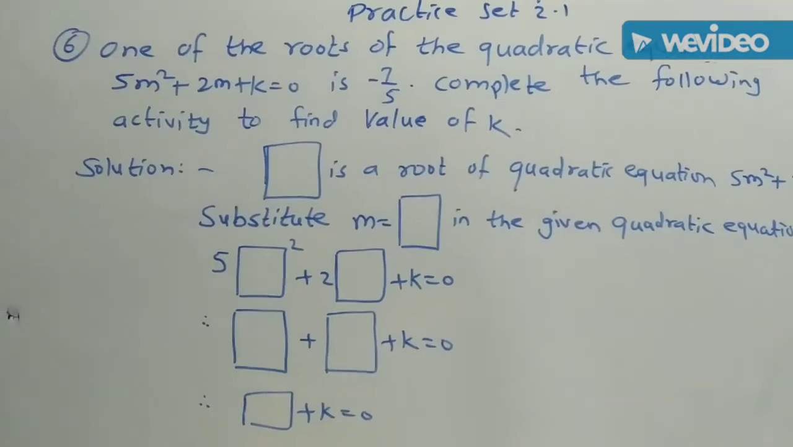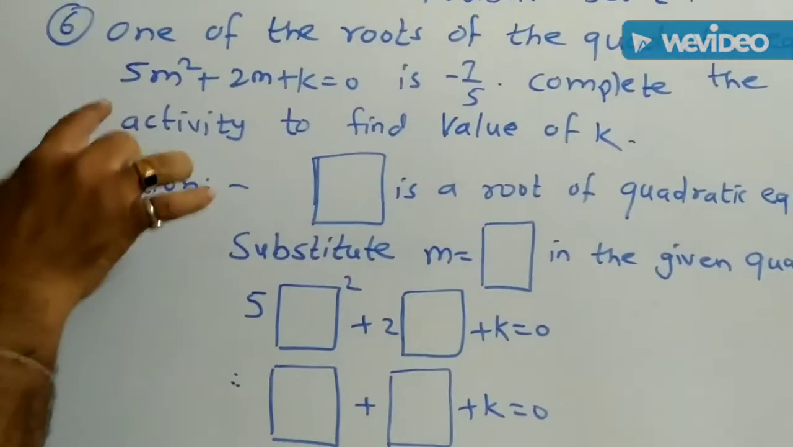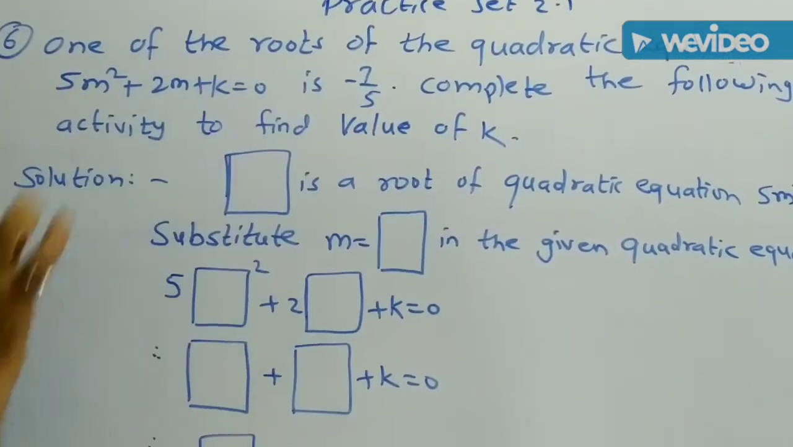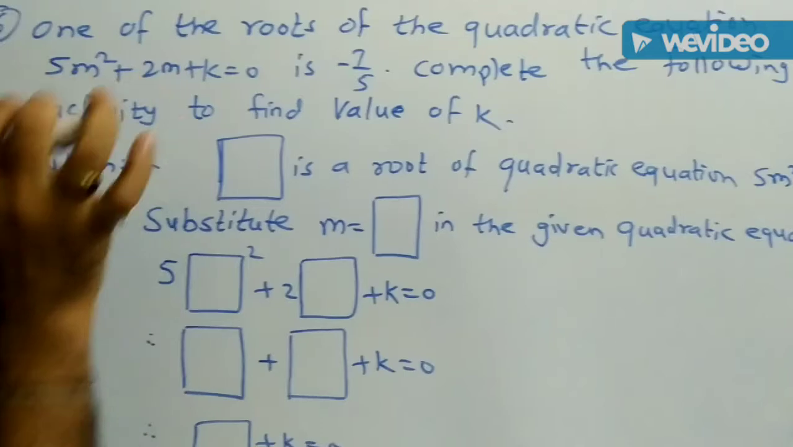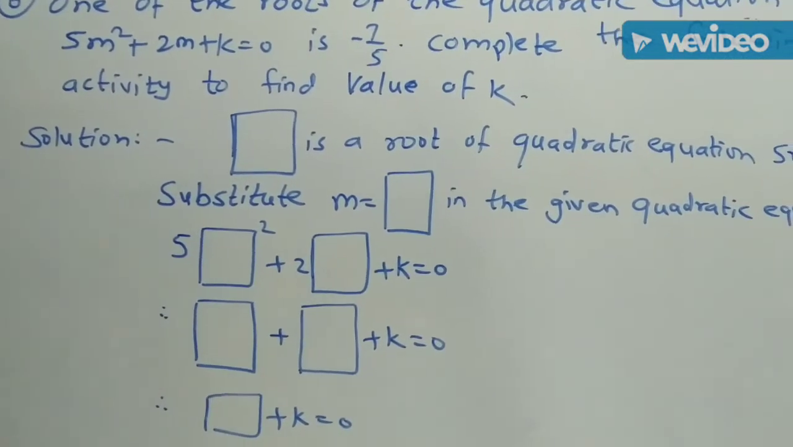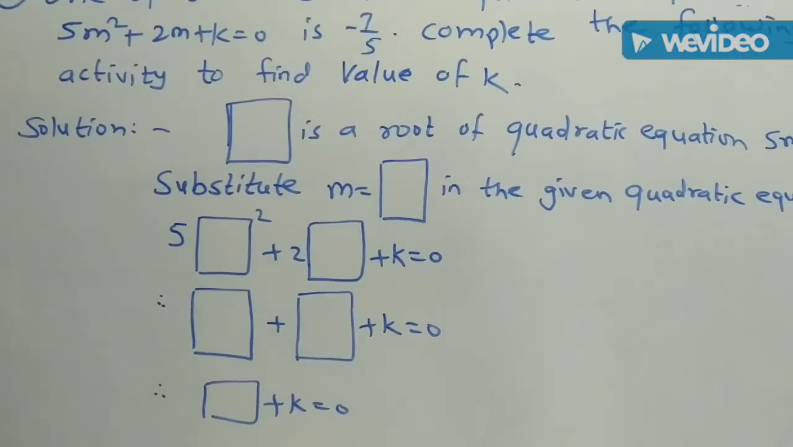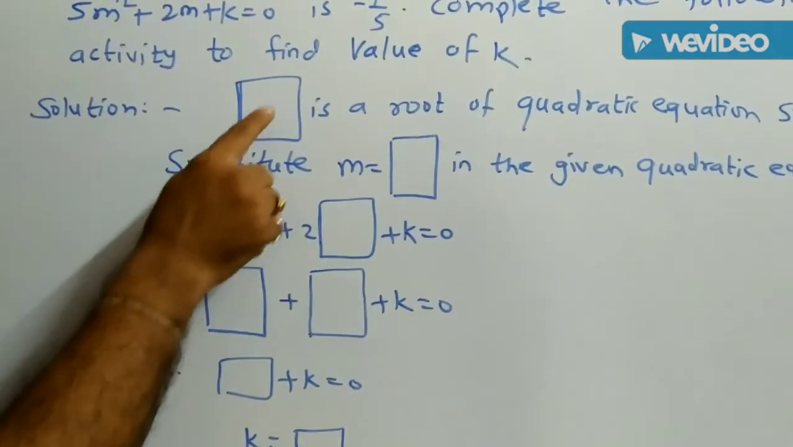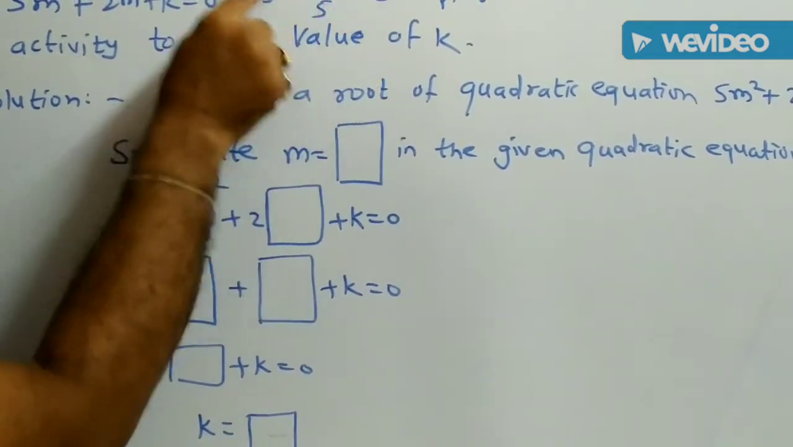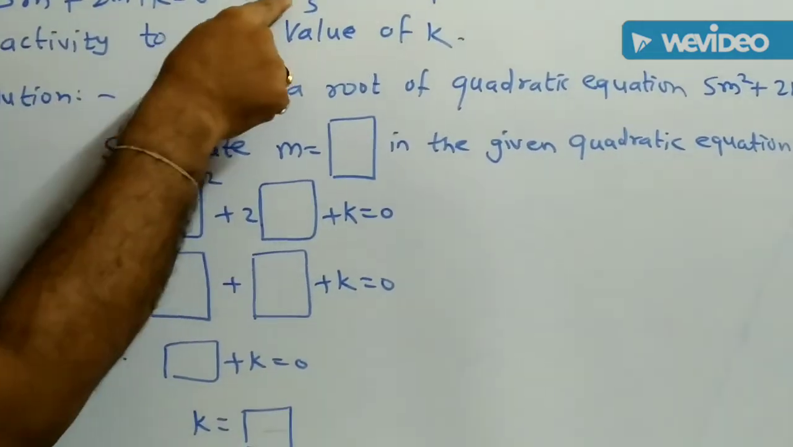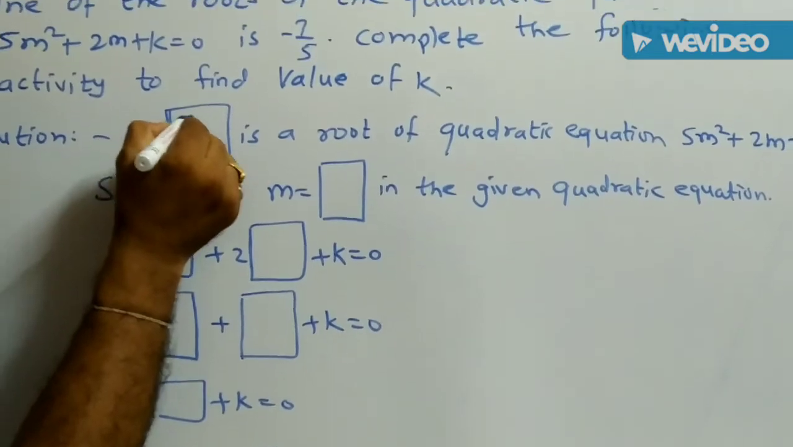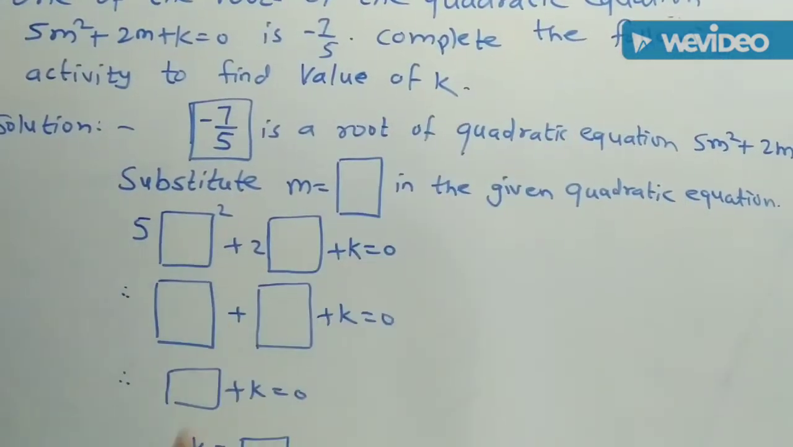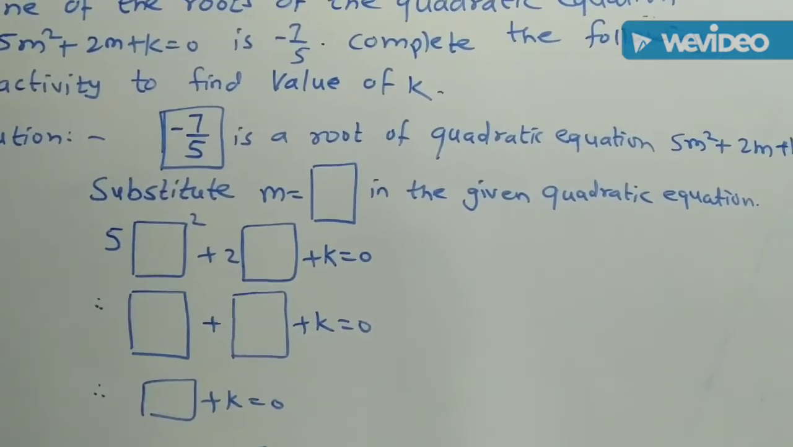Next example: one of the roots of the quadratic equation 5m² + 2m + k = 0 is −7/5. Complete the following activity to find the value of k. That is, you have to complete only the activity. Now the solution. In this box we have to write the root of the given equation, which is given as −7/5. Therefore here we write −7/5 is a root of the quadratic equation 5m² + 2m + k = 0.